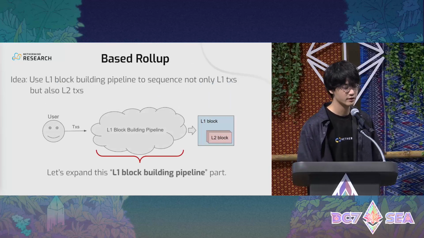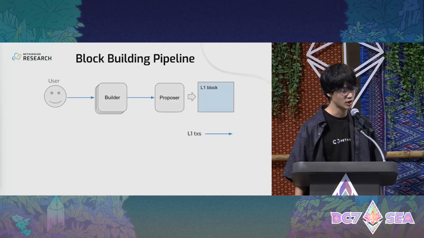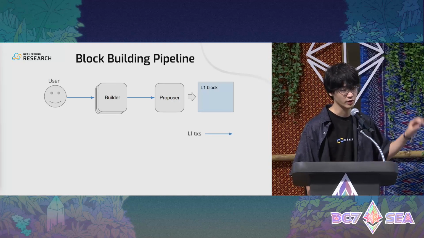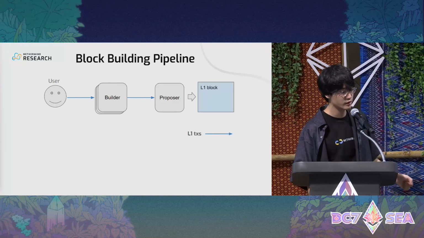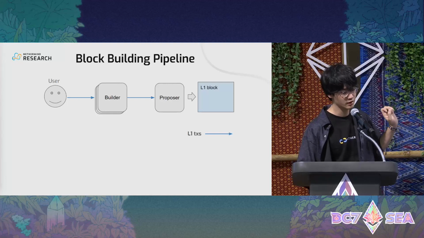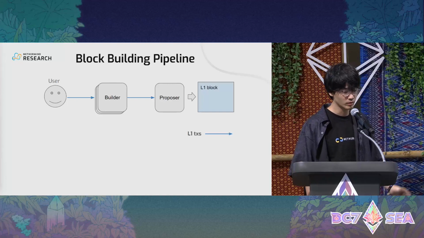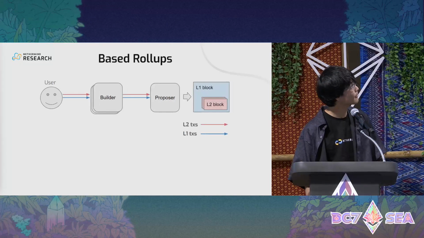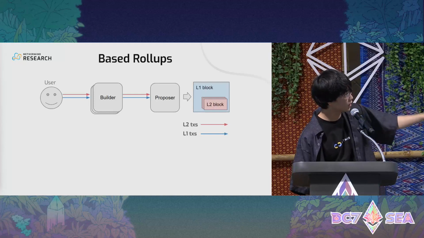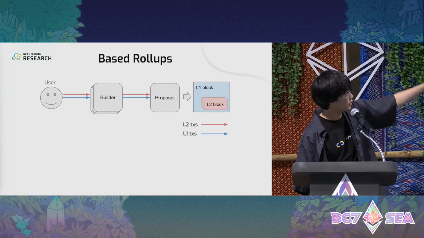So let's expand this L1 block building pipeline part. This is what the L1 block building pipeline looks like right now. The user will submit their transaction, and then there are builders who collect these L1 transactions and construct blocks. There are many builders, and therefore many blocks, and each is going to submit a bid to the proposer. The proposer is going to select the most profitable block and then propose it. So the idea of based rollups is to use this same pipeline that is used for the L1, shown in blue here, also for the L2 transactions, shown with the red arrow here.